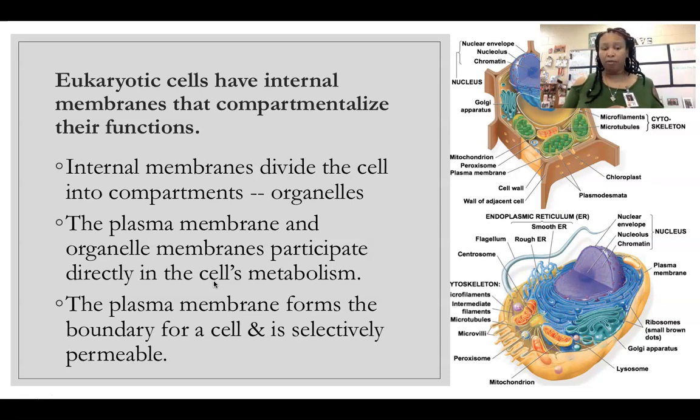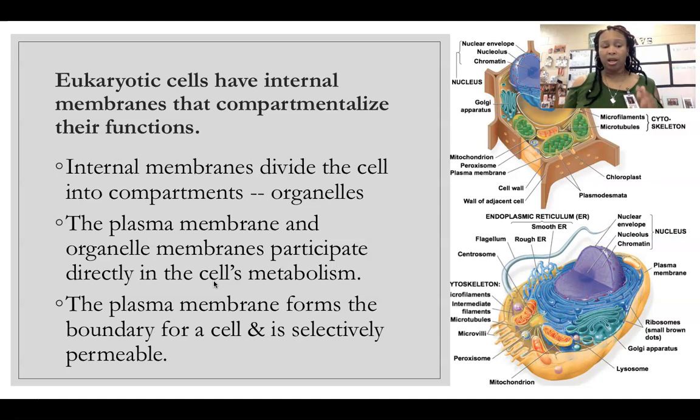Now, the plasma membrane forms the boundary for a cell, and it is selectively permeable. So the plasma membrane is permeable to things that are nonpolar and small, and things that are large or carry a charge, that means they're either polar or ionic, require help to get across that plasma membrane via transport protein. So that's what we mean by selectively permeable.